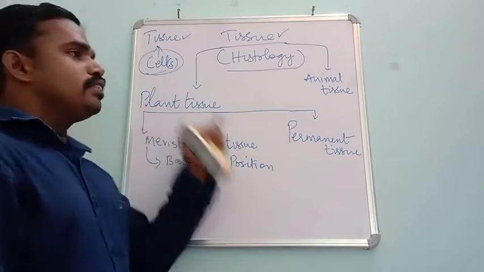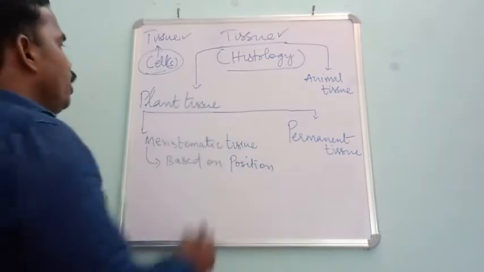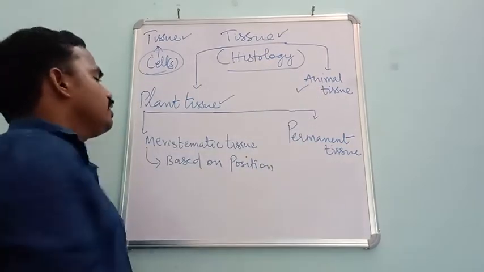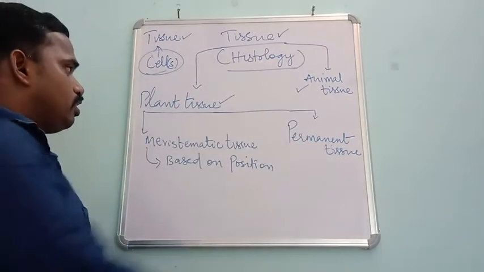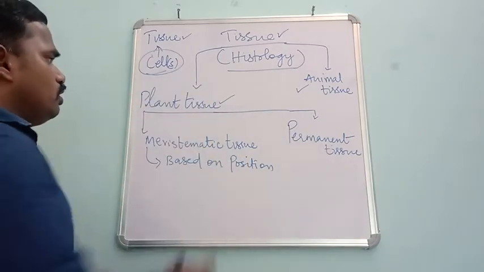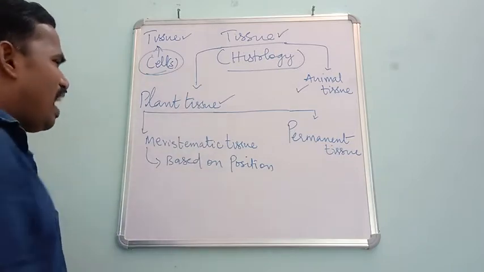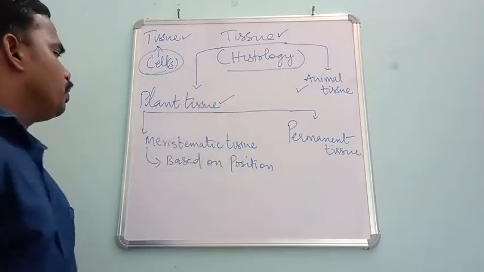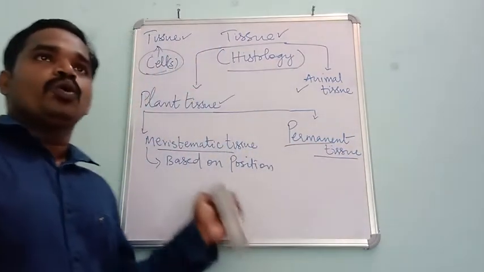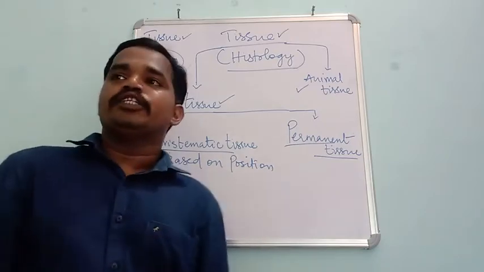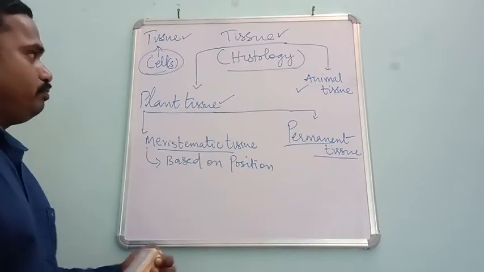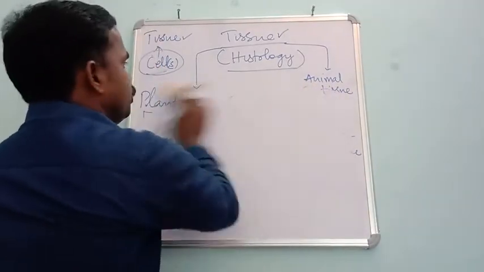Based on their presence in the organisms, tissues are classified into plant tissue as well as animal tissue. We are going to discuss the plant tissue. Plant tissue is again classified into meristematic tissue and permanent tissue. What is meristematic tissue?